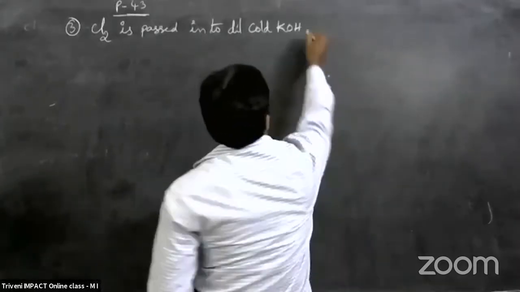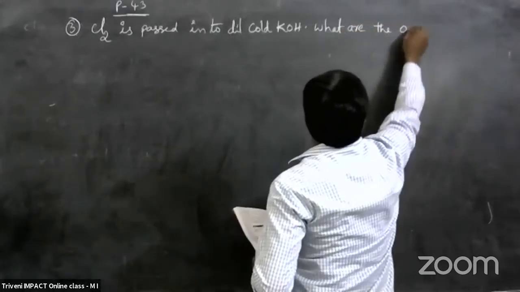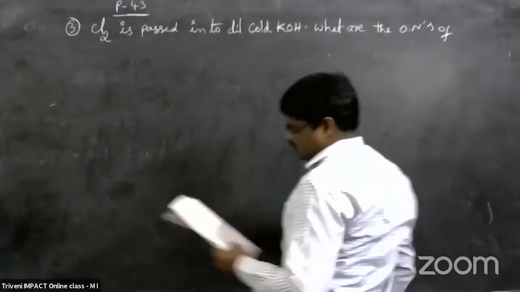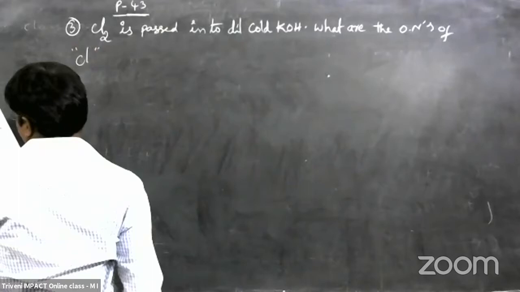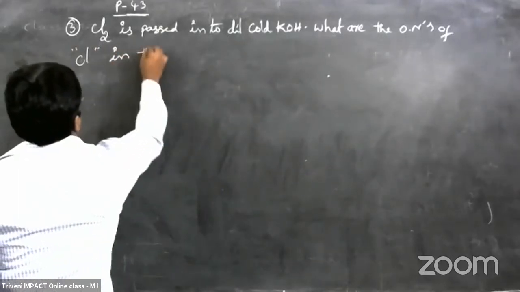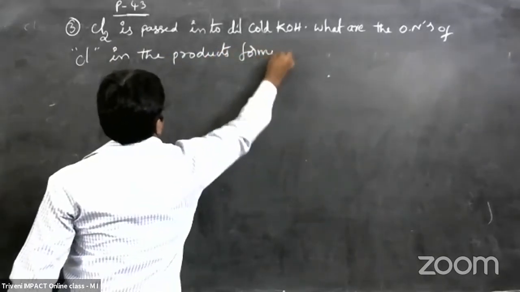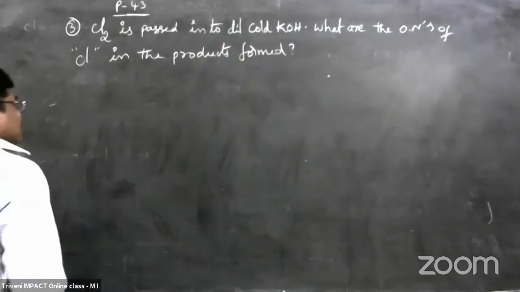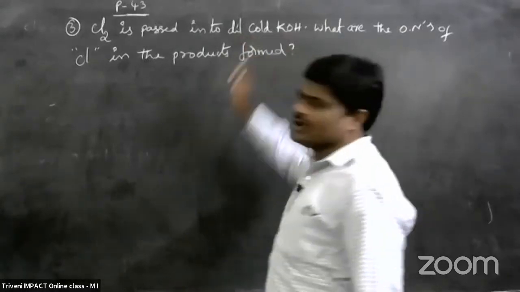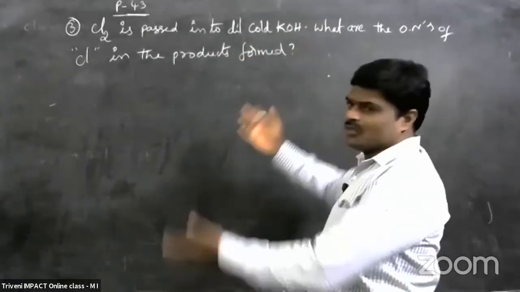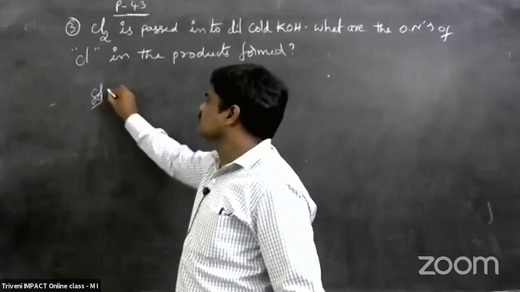What are the oxidation numbers of chlorine in the products formed? All of you see this question, where chlorine is passed into dilute cold KOH. Then some products are formed. First we should write the equation. So all of you see the equation.